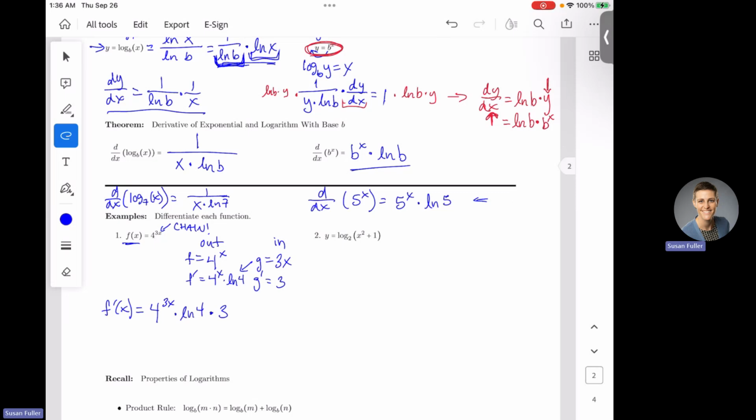There's nothing here to combine. You can reorganize and put your numbers in front if you want, or you can just leave it like that. And that is the derivative of 4 to the 3x.